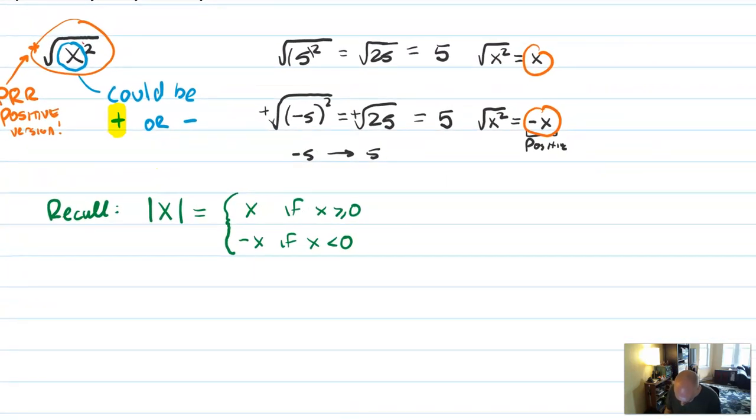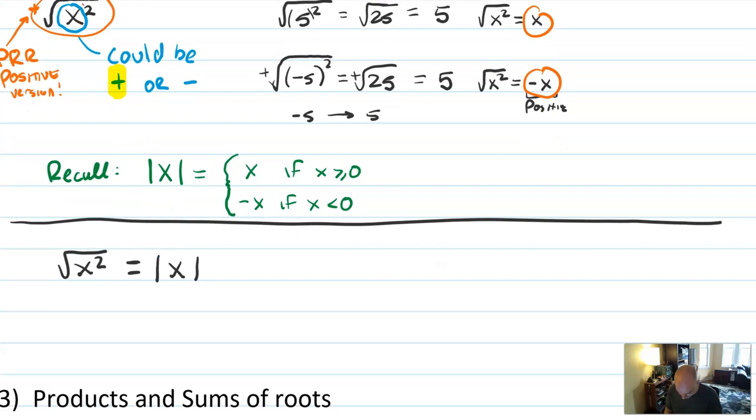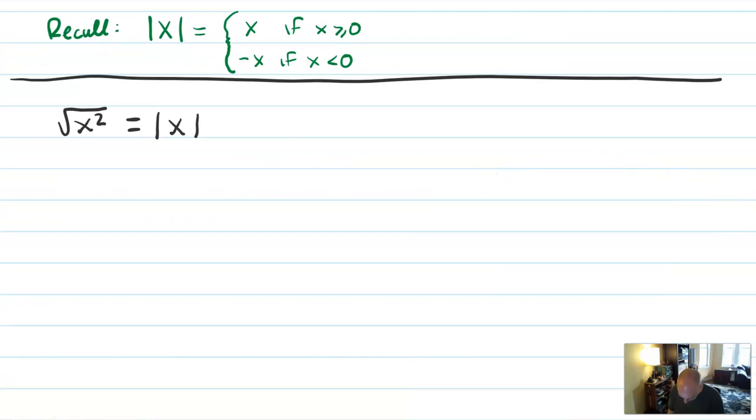And in math, if two things have the same behavior for all x values, they're the same. So here's what we're going to write. The square root of x squared is equal to the absolute value of x. And that's always true. Now there's a couple complications, and we're going to get to those in a little bit. Here's one that shows up a lot. We'll just say star complication.